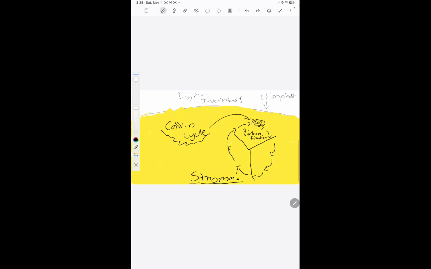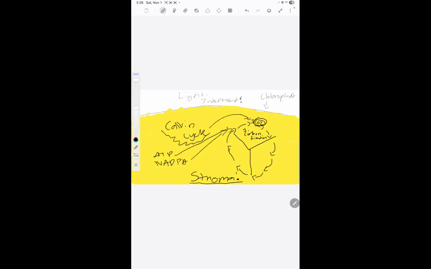So the goal of the Calvin cycle is to use the energy made in the light-dependent reactions, so your ATP and your NADPH, and we're going to change carbon dioxide into glucose, and your glucose is your sugar. So these will be entering the Calvin cycle. As you can see here, we're going to be changing this carbon dioxide and trying to make it into sugar.